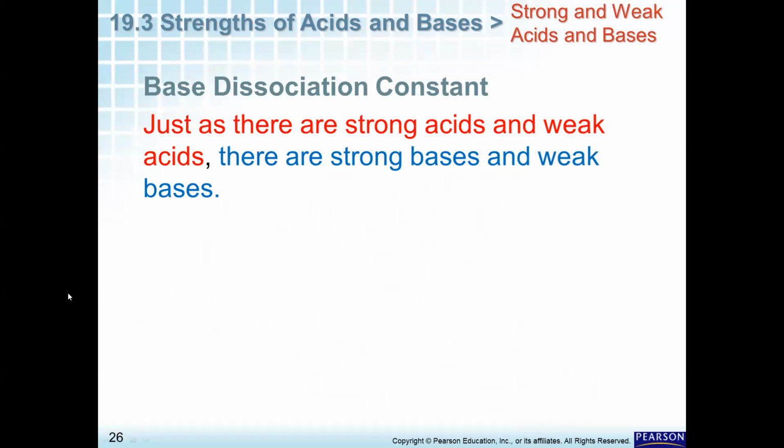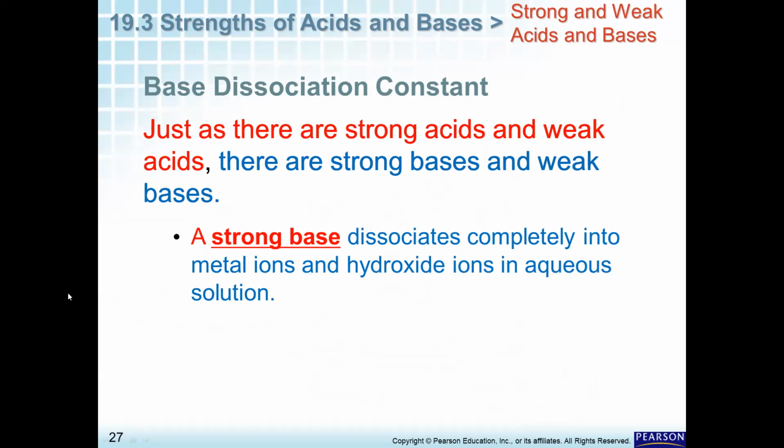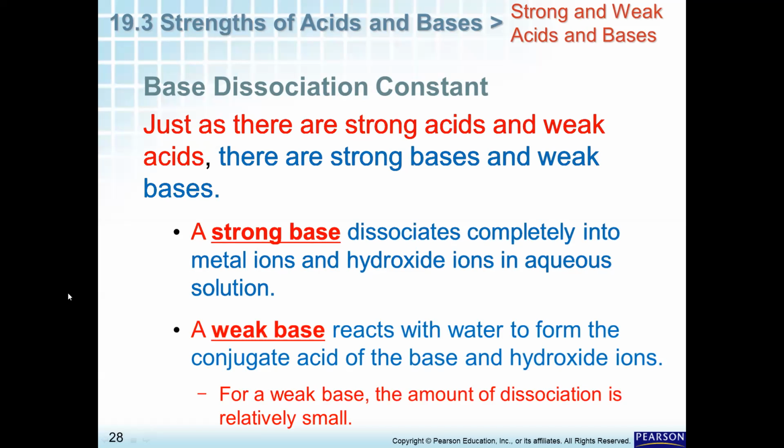Now, base dissociation constant. Everything we said about acid applies to the bases. The same thing. We have a Kb value rather than Ka, K base. So the same thing applies to the base. A strong base dissociates completely into ions and hydroxide ion. The weak base is the one which will ionize partially, and for weak bases we can differentiate between them by using the Kb value, and it is calculated the same way.